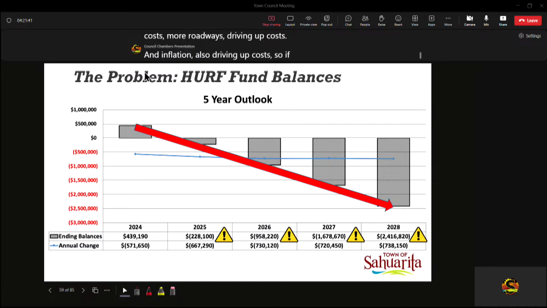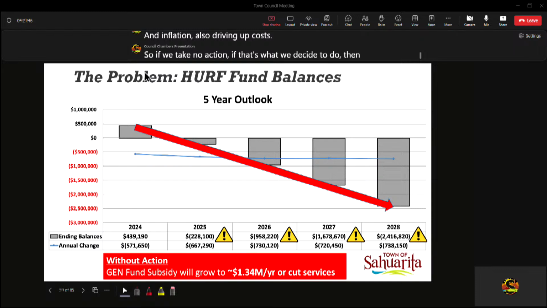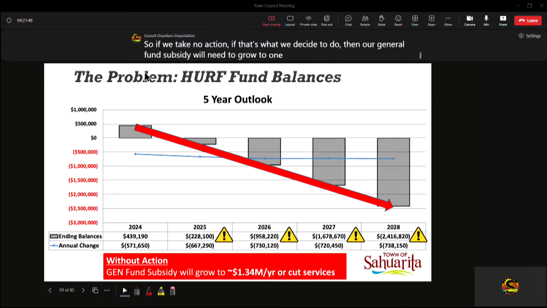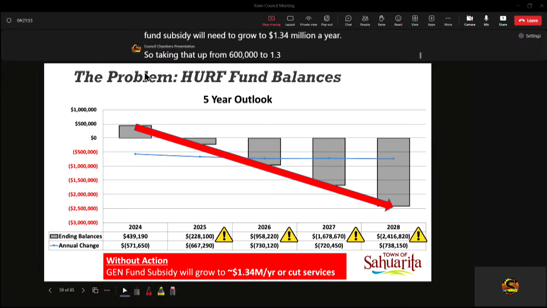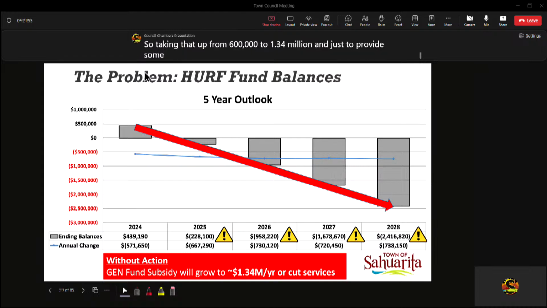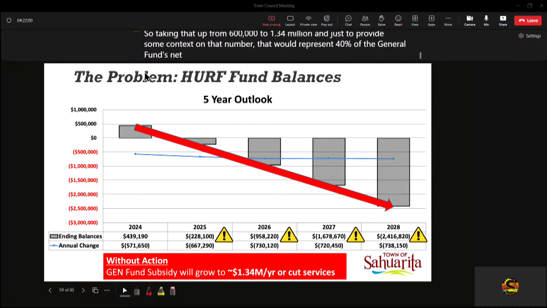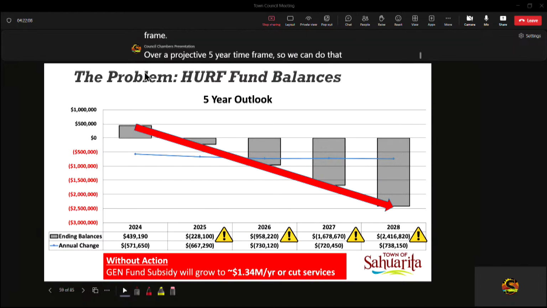So if we take no action, if that's what we decide to do, then our general fund subsidy will need to grow to $1.34 million a year. So taking it up from $600,000 to $1.34 million. And just to provide some context on that number, that would represent 40% of the general fund's net revenues in a given year over a projected 5-year time frame. So we can do that, or we can look to cut services, and by cutting services you would cut costs, and that would be another way to balance the equation here, if you will.